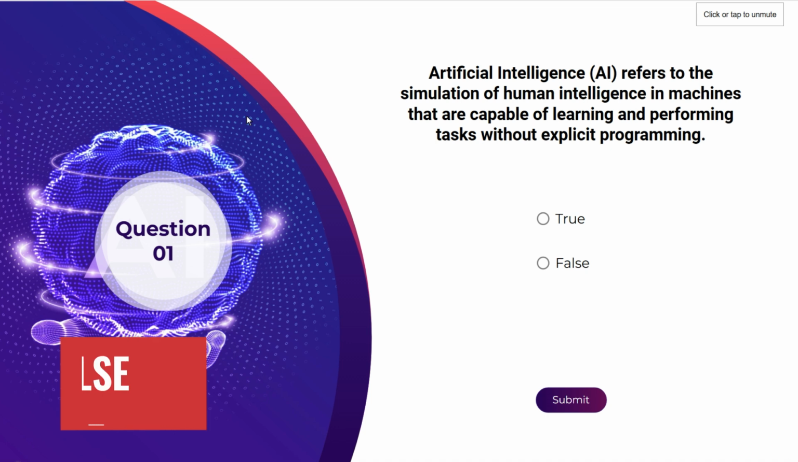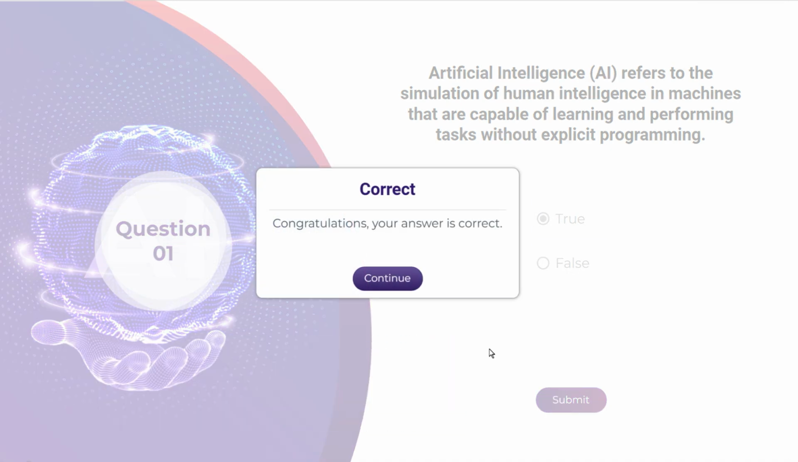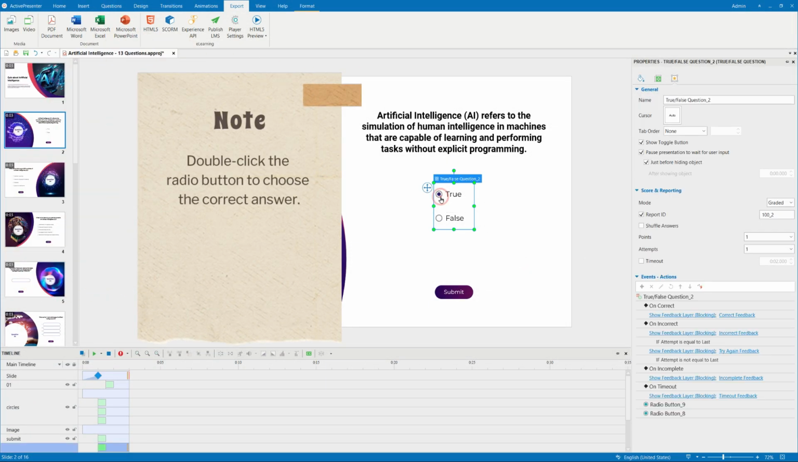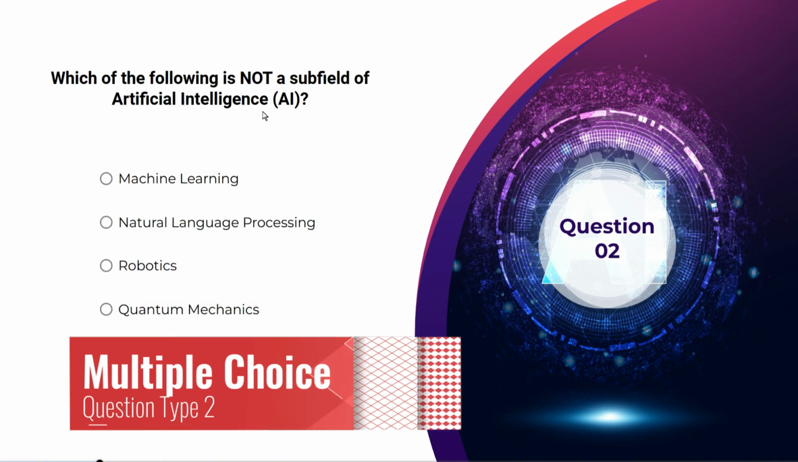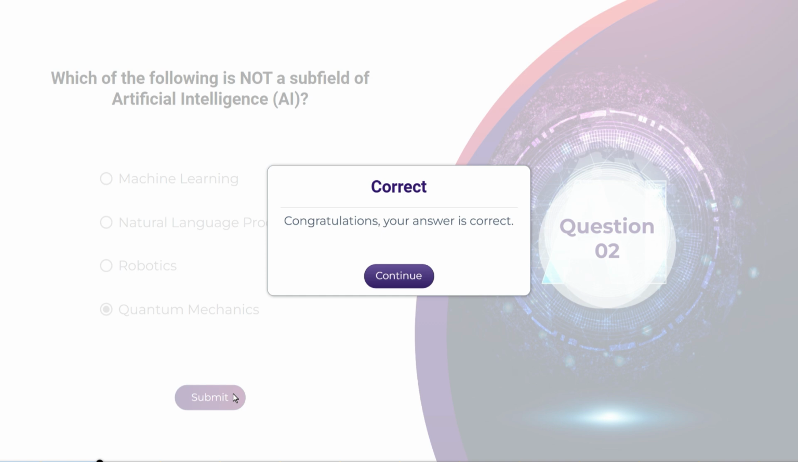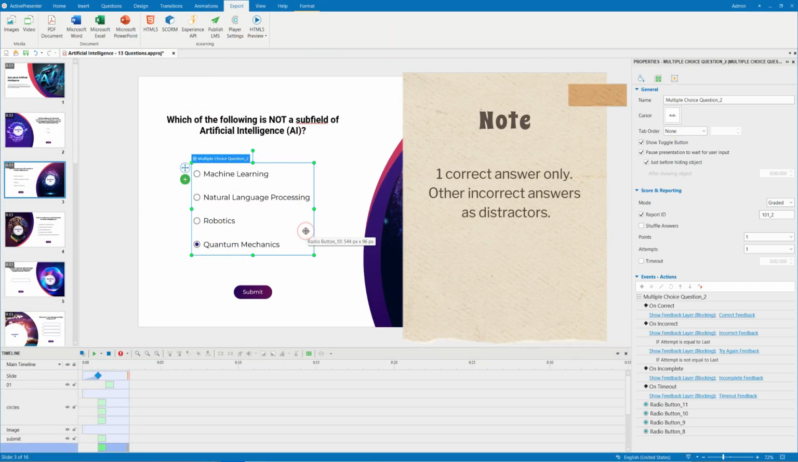True or false? This e-learning question includes a statement. Learners clarify whether the statement is true or false and have to choose either of the two. Multiple choice. Multiple choice questions consist of a list of possible answers for learners to choose from. There is only one correct answer. Other choices act as distractors to draw learners' attention away from the real answer.